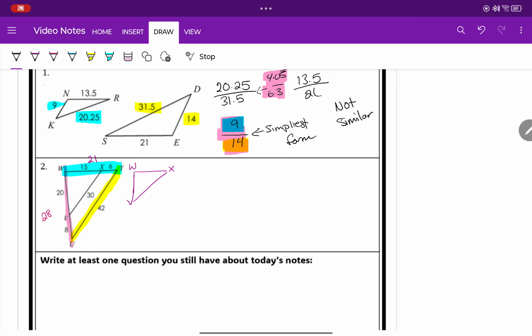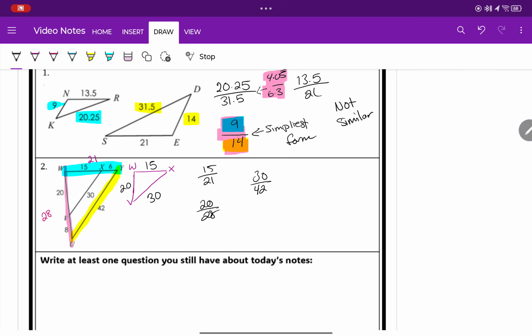Okay. But now I can take what I know about WX, which is 15, WV is 20, and now I see two triangles and not just one. So I can go ahead and start writing my ratios. So I have 15 over 21, 20 over 28, and 30 over 42.